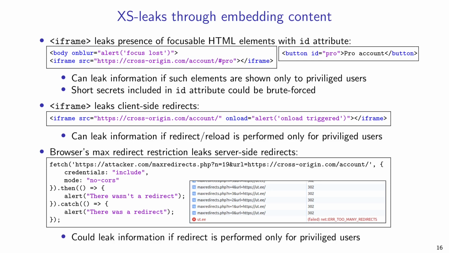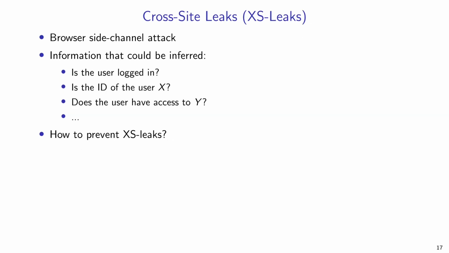And again, this can leak information if a redirect is performed only for certain users, such as authenticated or privileged ones. Anyhow, so these were some of the most interesting techniques for exploiting cross-site leaks. But let's think now, what kind of countermeasures can we apply to defend against these types of attacks? So let's discuss how to prevent access leaks and strengthen our site against cross-origin attacks.